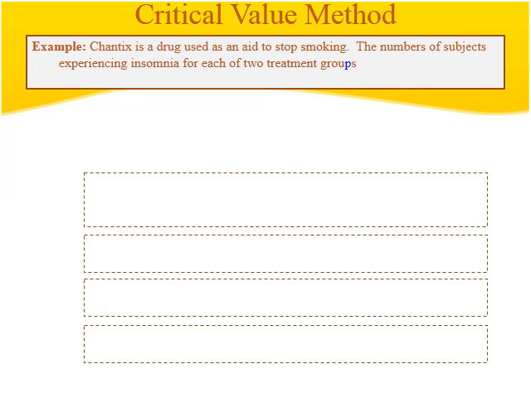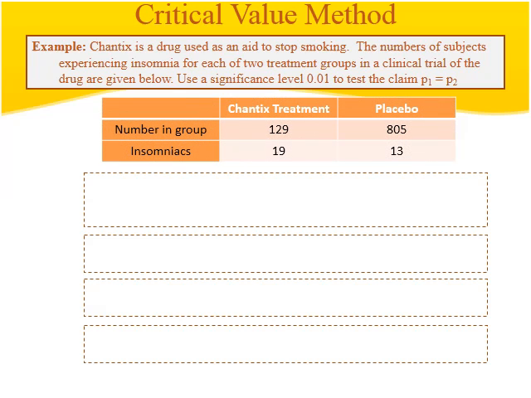Chantix is a drug used as an aid to stop smoking. The numbers of subjects experiencing insomnia for each of 2 treatment groups in a clinical trial of the drug are given below. Use a significance level of 0.01 to test the claim that the proportion of people in the Chantix treatment group who were insomniacs is equal to the proportion of people given a placebo who are also insomniacs.